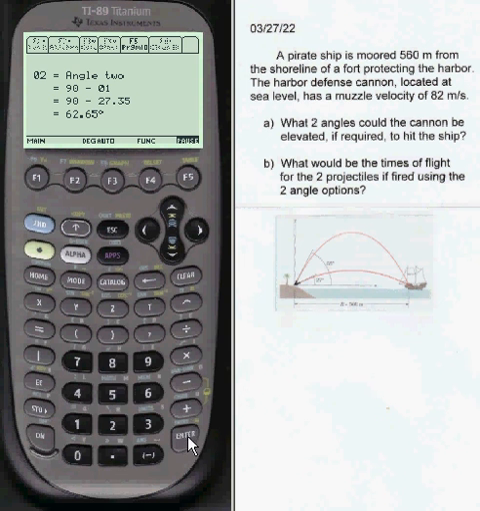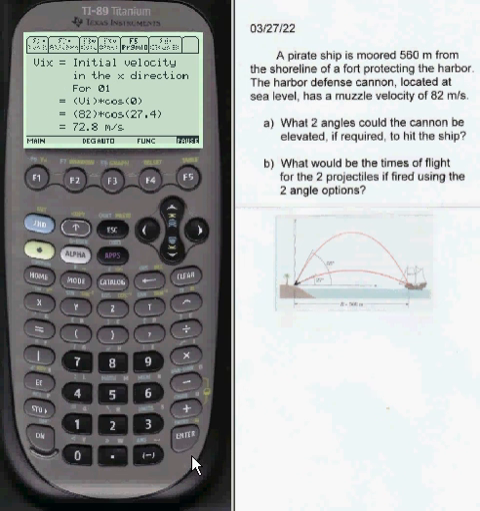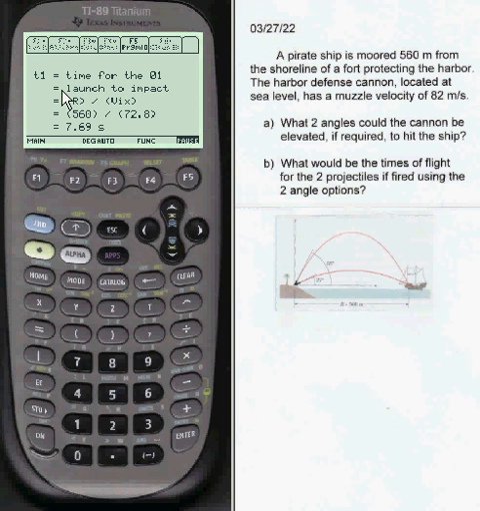Now we want to find the initial velocity in the x direction, which is the initial velocity times cosine of theta. Here's the angle we just found, and here is the initial velocity of 82. It turns out to be 72.8 meters per second. And then we're going to find the time. Here's the formula for time: the range divided by the initial velocity in the x direction we just found. It turns out to be 7.69 seconds. So that's the first time.